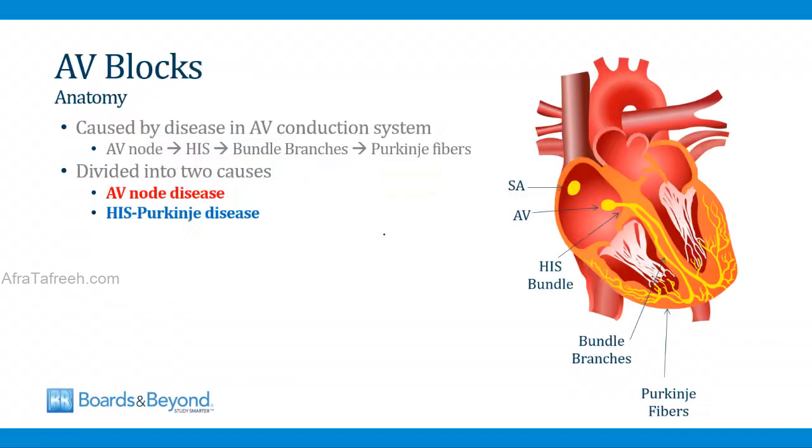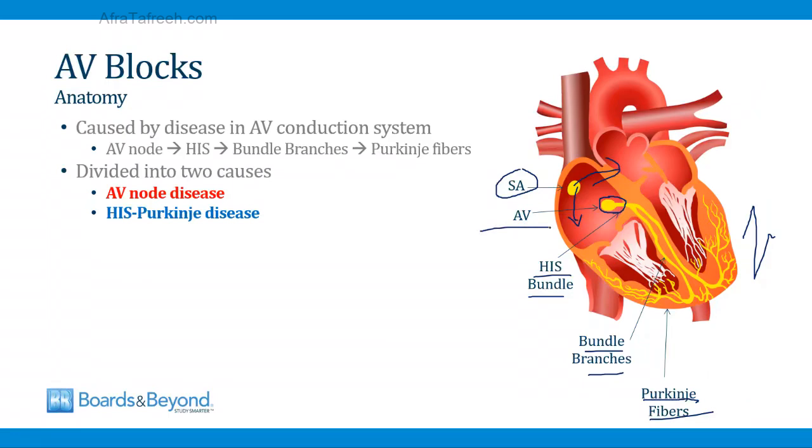Let's go through a brief review of the anatomy of electrical conduction in the heart. The SA node is the pacemaker of the heart, which generates electrical activity. That electrical activity travels through myocytes in the atria, and then it's all funneled through the AV node. After it goes through the AV node, it goes to the His bundle, and then to the bundle branches, finally to the Purkinje fibers, and from there into the ventricular myocytes, which causes them to contract and generates the QRS complex. So when people have AV blocks, they can either have a problem in the AV node, or they can have a problem in the His bundle, the bundle branches, or the Purkinje fibers. Problems with electrical conduction in any of these systems will cause an AV block.